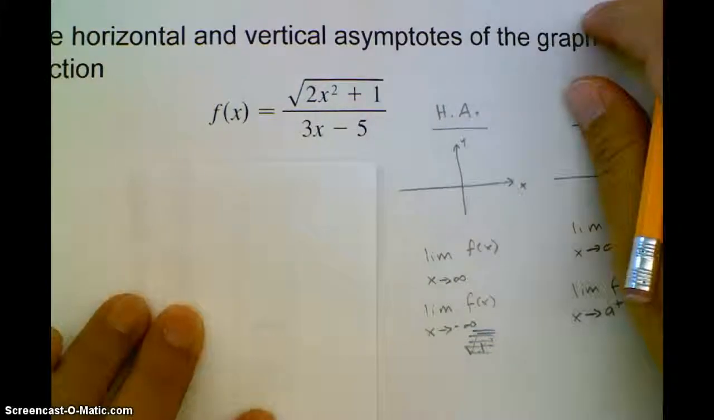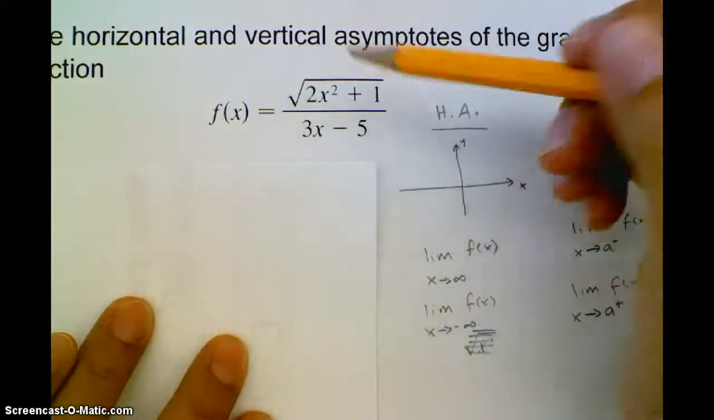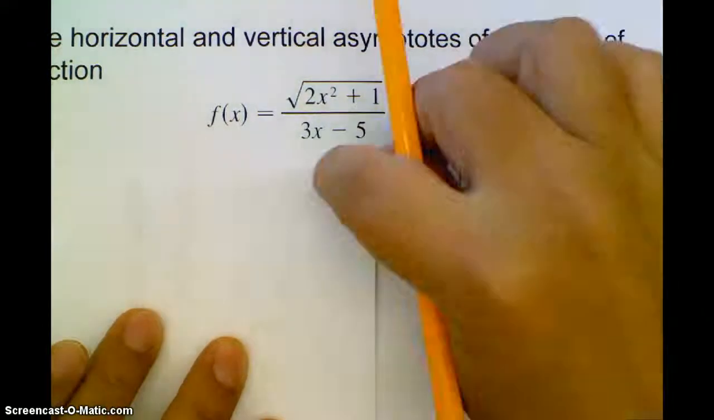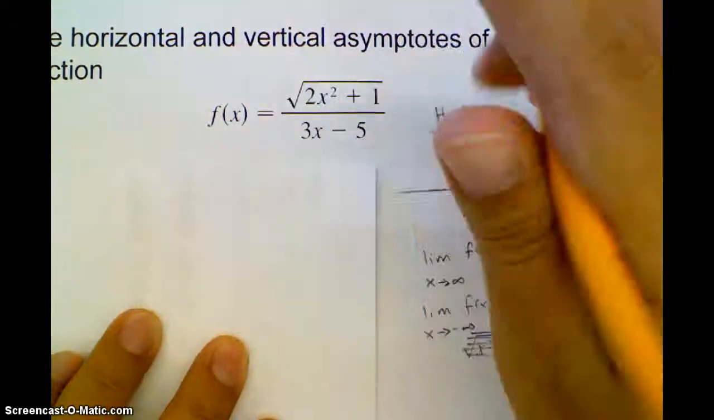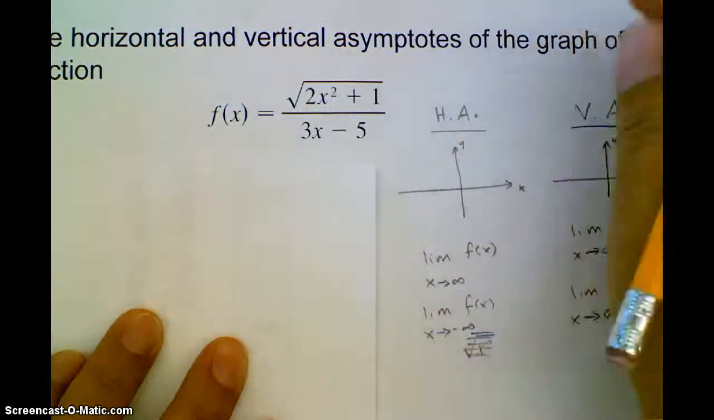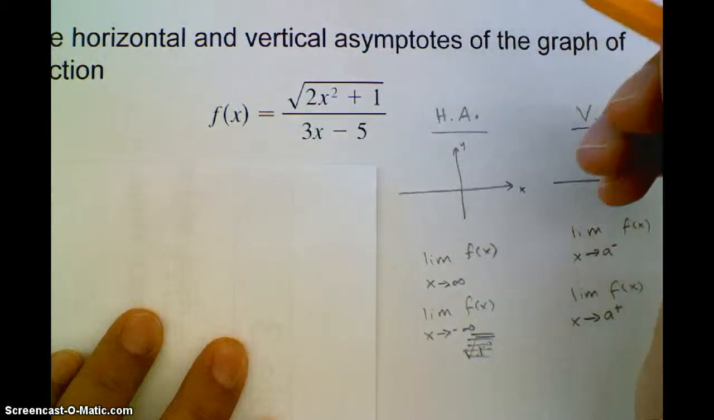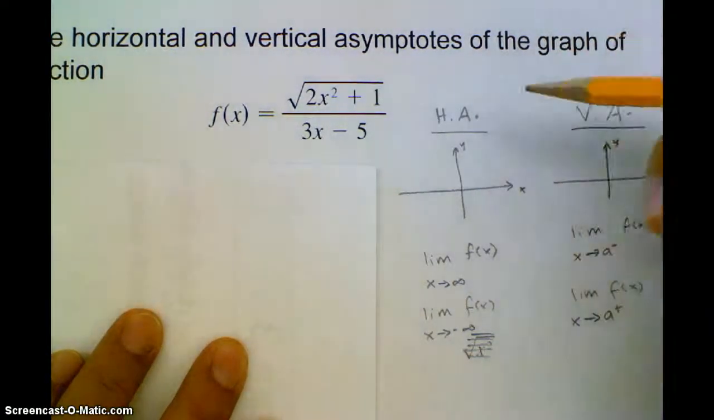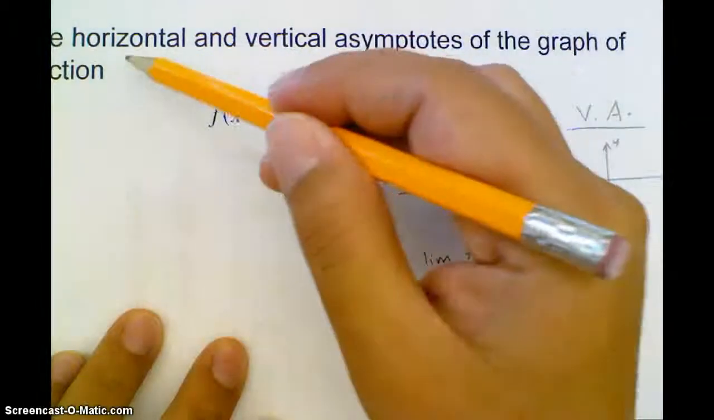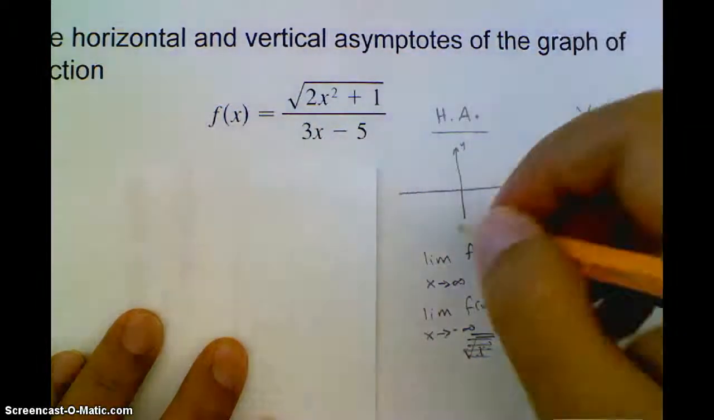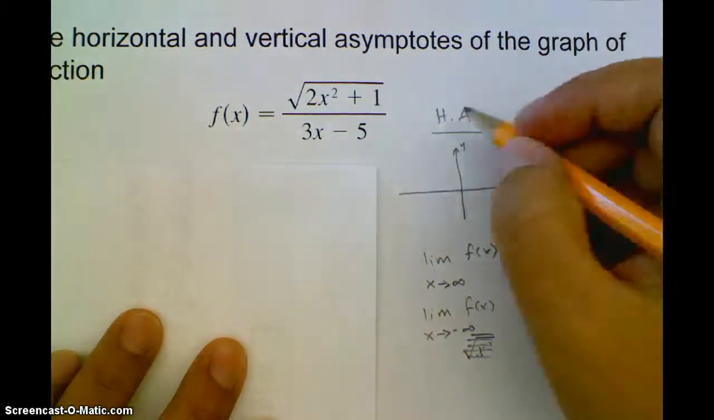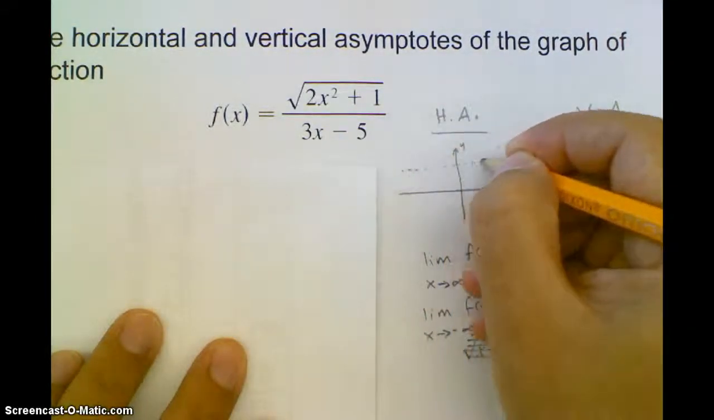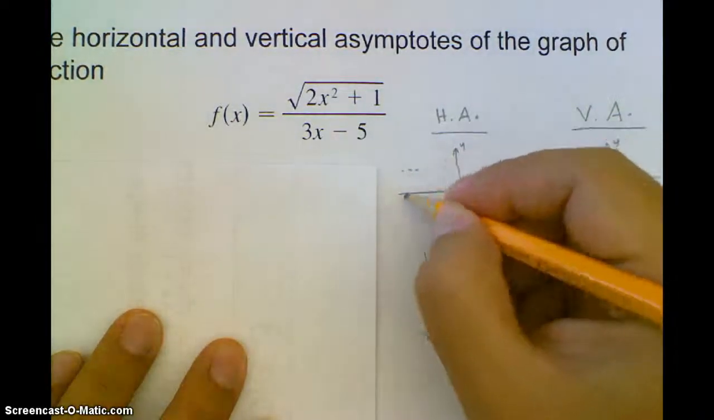Okay, so an example: we're asked to find the horizontal and vertical asymptotes of the graph. We actually don't need a graphing calculator to tell the asymptotes in this particular case because we have limits. So what we're going to do is relate the interpretation of horizontal and vertical asymptotes in the limit context.